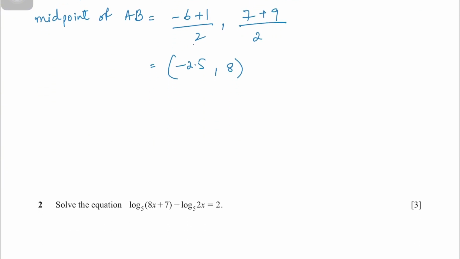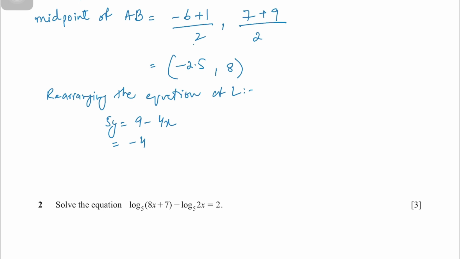Now it has to be parallel to L, which means the gradient is equal to L's gradient. So we'll be rearranging the equation to find out the gradient. 4x would go on the right hand side, so 5y is equal to 9 minus 4x. 5 would be divided, so this would be y equals negative 4x over 5 plus 9 over 5. So this is our gradient.